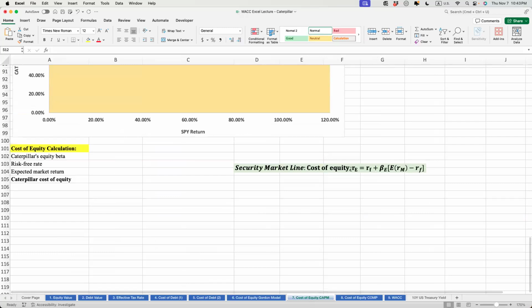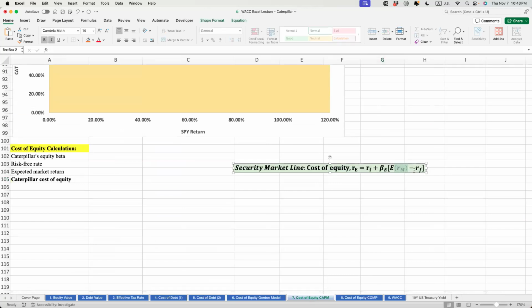Basically, the formula will be this: the cost of equity is equal to the risk-free rate plus beta multiplied by the market portfolio return minus the risk-free rate. There's another name for the things inside this parenthesis. This is referred to as a risk premium, the extra return you get by taking the difference between the market return and the risk-free return.